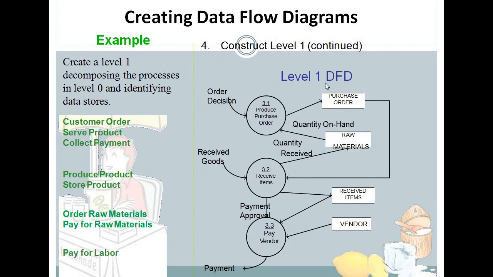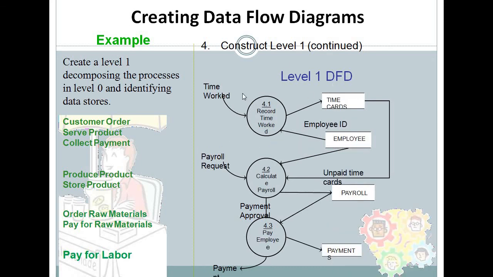Now in the next slide, what will we see, the same order decisions, what will be the decision on the basis of order, how purchase order is to be given, how raw material is to be taken on quantity on hand, how received goods, received items may be related to their raw material or the purchase order may be received the items also. Now received items related to their vendors, how payments are related to their vendors, how they pay, how they receive items. So these are the steps related to their level 1 DFD.